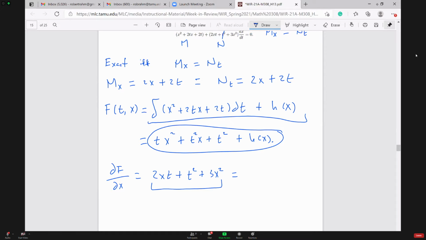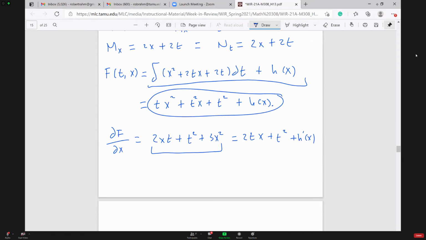Okay, so when I take the derivative with respect to x, I get 2tx plus t squared plus h prime of x. Okay, notice what this leaves me with. So the t squared cancels, the 2xt, the 2tx cancels, and what I'm left with is h prime of x is equal to 3x squared.